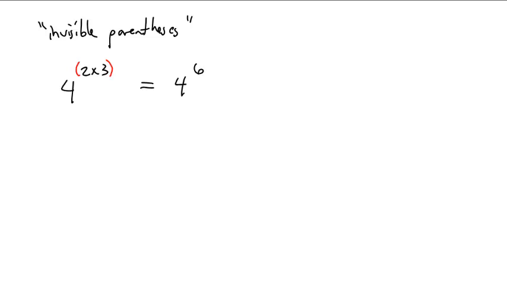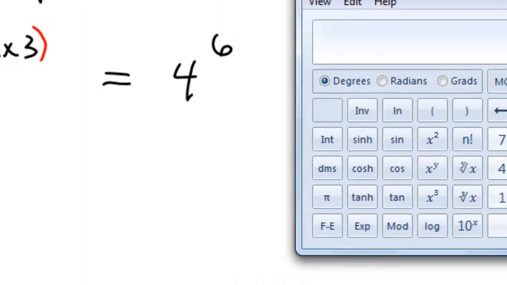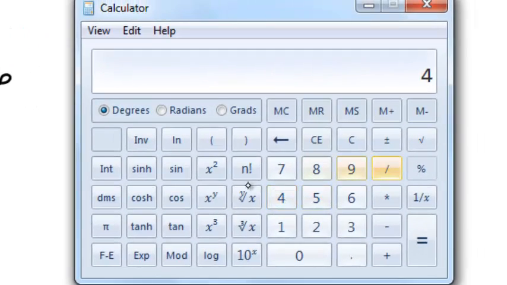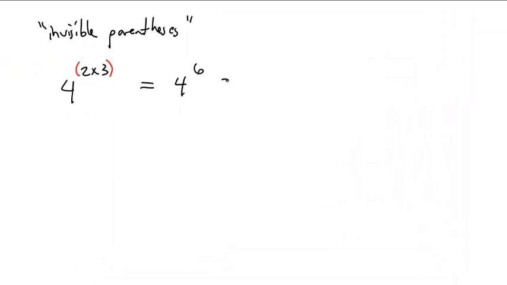Oof, that's a large number. 4 raised up to the 6th power is 4096. So, exponents sometimes are in parentheses. You have to evaluate an exponent before you can use it. So in that sense, it looks like we're multiplying first. There's sort of these invisible parentheses there.